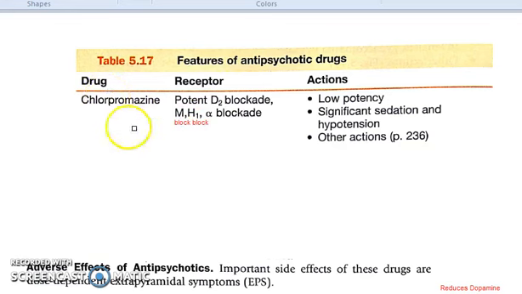Now, let us look at a summary here on chlorpromazine. It blocks D2 receptors, M1, H1, alpha, all receptors are blocked. It is a low potency drug. It has significant sedation and hypotension. These are the side effects, and the other actions we have discussed, antipsychotic actions. Now, let us go to the adverse effects of antipsychotics.